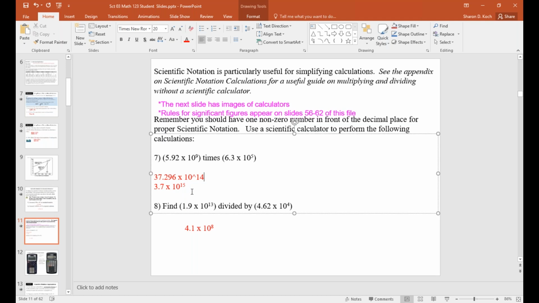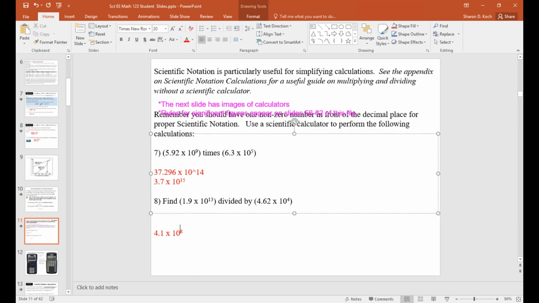Okay. All right, number 8, I've got 1.9 divided by 4.62. In this case, once again, I'm going to have multiple digits here. So if I do this in my calculator, I'm going to have 0.41125555411. Whoa, that's a big number. Okay, times 10 to the what power? Well, 10 to the 13th divided by 10 to the 4th. So I have numerator minus denominator, so I have 13 minus 4. That's going to give me 9.